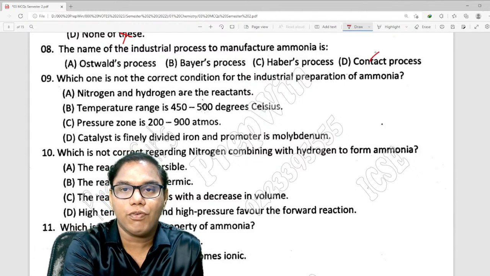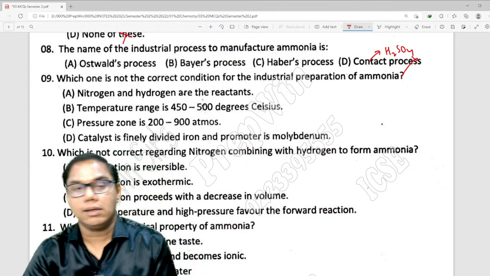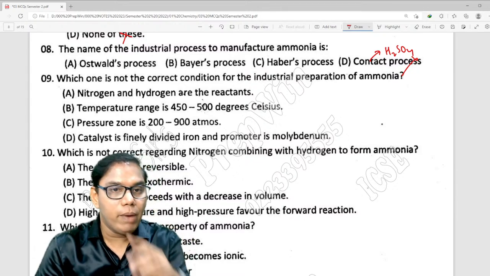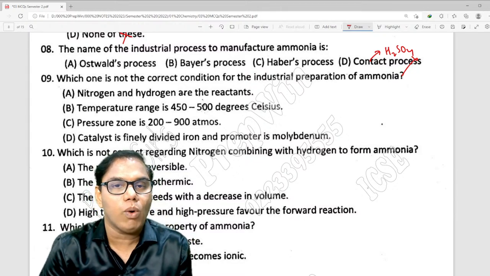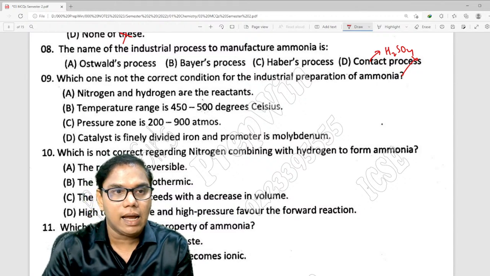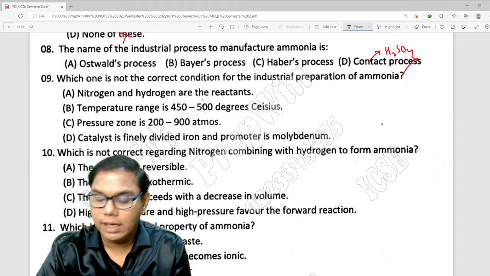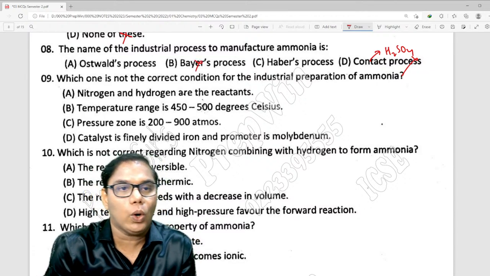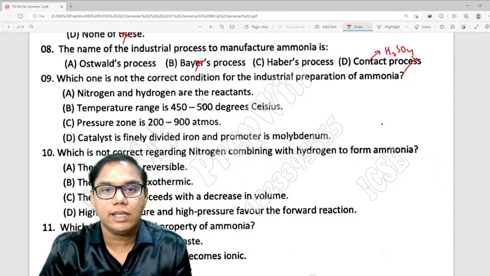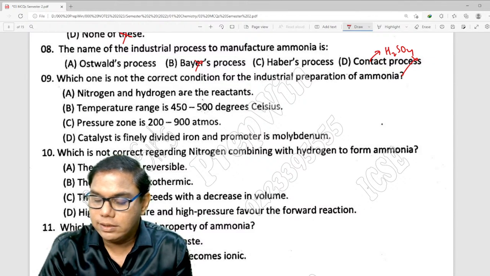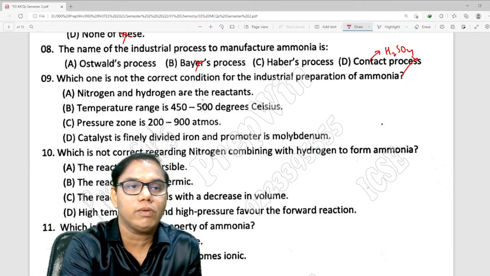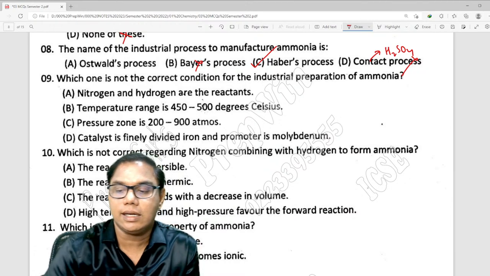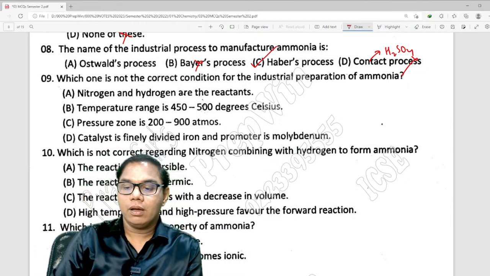Contact process is for sulfuric acid, so this is not the answer. Bayer's process is for what? It is for aluminium, correct? So Bayer's process is not the answer. Now there is a clause. Did you read carefully? I see students are most of the time confused between Bayer's process, Ostwald process and Haber's process. This is the correct answer, C. Why not A?